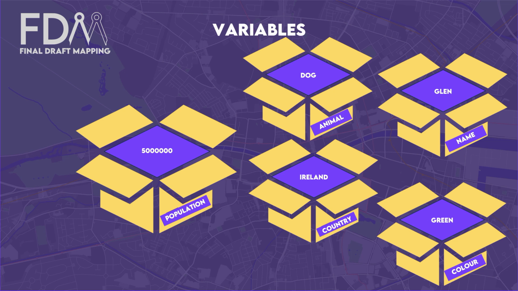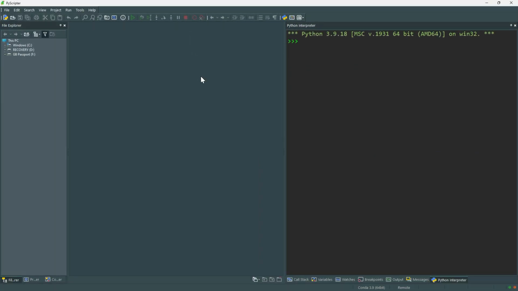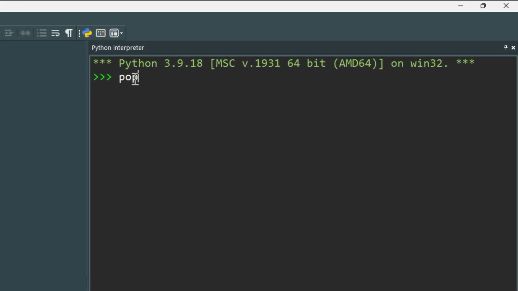Let's head over to PyScripter and see how this would be applied using Python. I'm now in PyScripter and I'm going to type into the Python interpreter. Here we'll set population as our variable name, and we're going to use the equal sign to assign the value of 5 million to our population variable. And we hit enter. The value of 5 million has now been stored in memory under the label of population. We can access that value in memory by typing in population and hitting enter, and you can see it retrieved that value of 5 million for us.